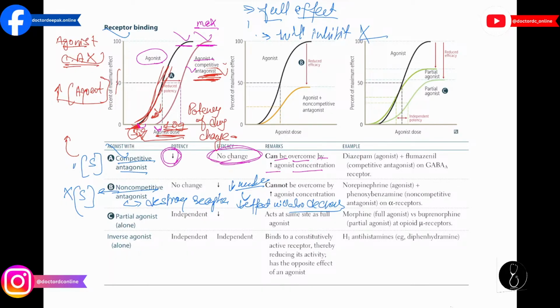An example is diazepam as the agonist. We have flumazenil, the competitive antagonist on the GABA receptors. The same phenomenon will happen. If we give flumazenil and do not get the maximum effect, then we increase the concentration of diazepam and get our maximum effect if we want. Okay?